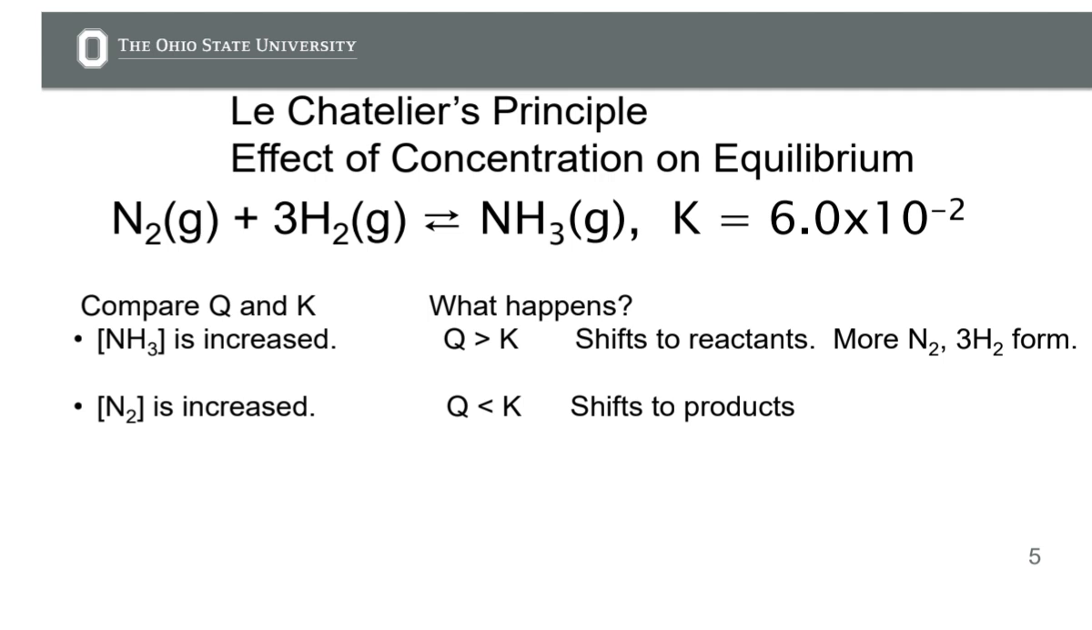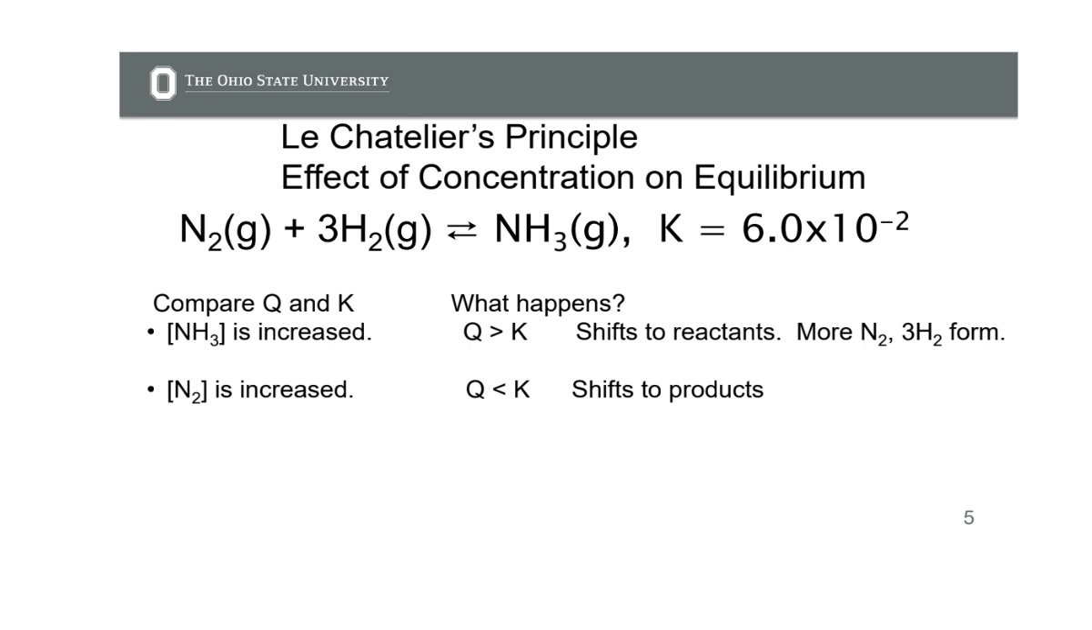What we're going to do now is apply this Q versus K concept to changes that we make on a reactor. And what this is referring to is Le Chatelier's principle. So this is basically like if we change a concentration of a reactant or a product, what happens to the equilibrium? Which way does the reaction shift? If we change the volume, if we're dealing with gaseous substances, what happens? If we change the temperature, what happens?